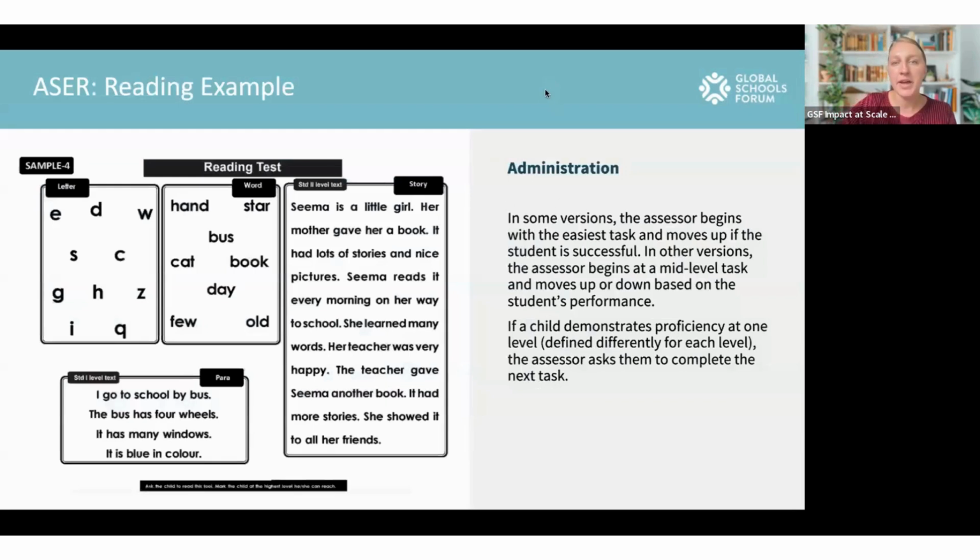This is an example of a reading test. So you can see you have these four sections beginning with letters and going up to stories.